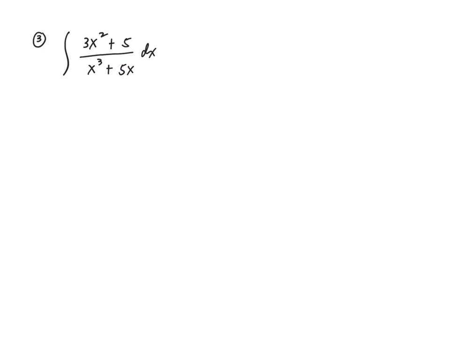Let's try integrating a quotient. First step, check if one of the functions could be expressed as the derivative of the other. As we can see here, 3x squared plus 5 is actually the derivative of x cubed plus 5x. So this could work.